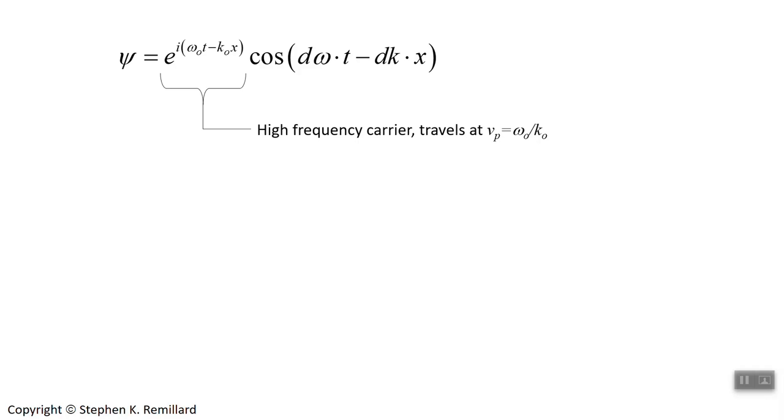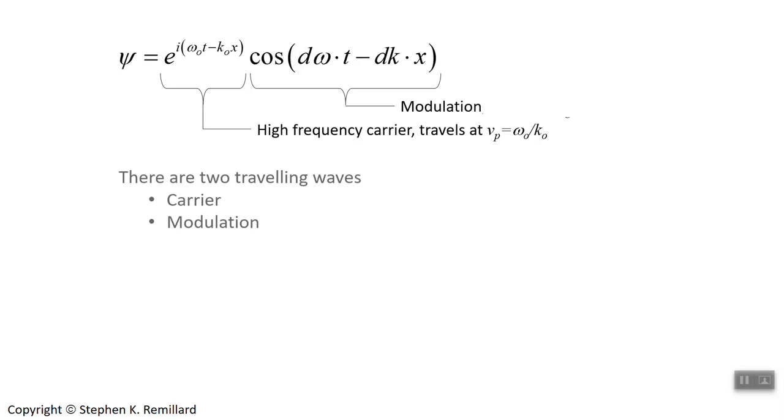That makes an important point, then, that this factor e to the i (omega 0 t minus k0 x) is a high frequency oscillation. And this cosine is a low frequency oscillation. So the high frequency oscillation in signals is usually called the carrier. It travels at what multiplies the t divided by what multiplies the x, omega 0 over k0, as opposed to the modulation envelope, which travels at a different velocity. And now we're ready to write down what that is.